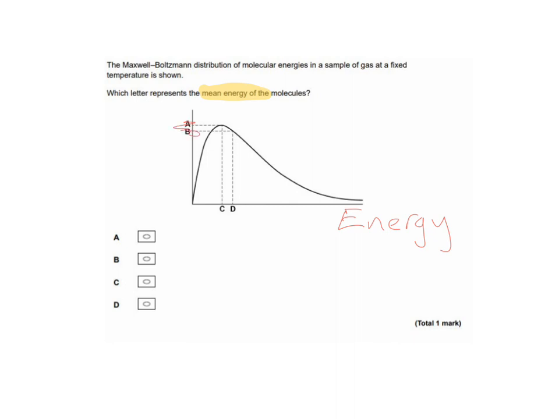So actually, already we know it cannot be A and B, because they are the number of particles, they're not the energy. Now the mean energy in molecules, that is the average energy in molecules. So you've got to pick C or D. In fact, take a few seconds now. You can pause the video. Just think, which one would you pick, C or D? And I will go through the answer in a moment.